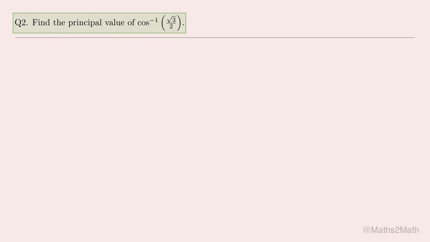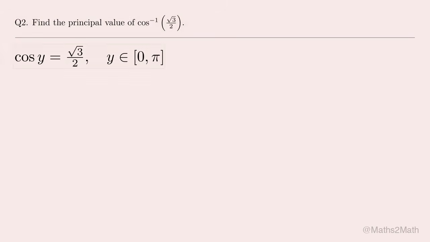Question 2. Cosine inverse of root 3 over 2. Cosine inverse answers from 0 to pi. Let y be cosine inverse of root 3 over 2. So cosine y equals root 3 over 2, with y between 0 and pi. Cosine of pi by 6 is root 3 over 2, and pi by 6 sits inside the branch. Done.